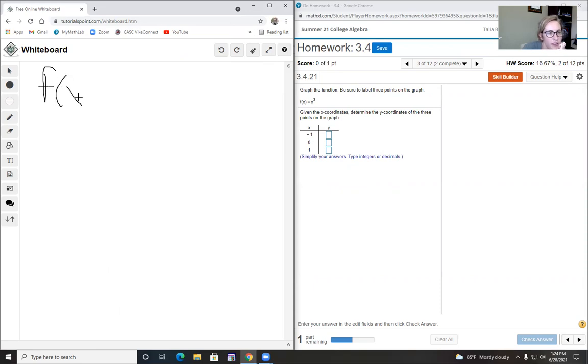So f of x equals x cubed. Oh, help. Worst 3 I've ever made.